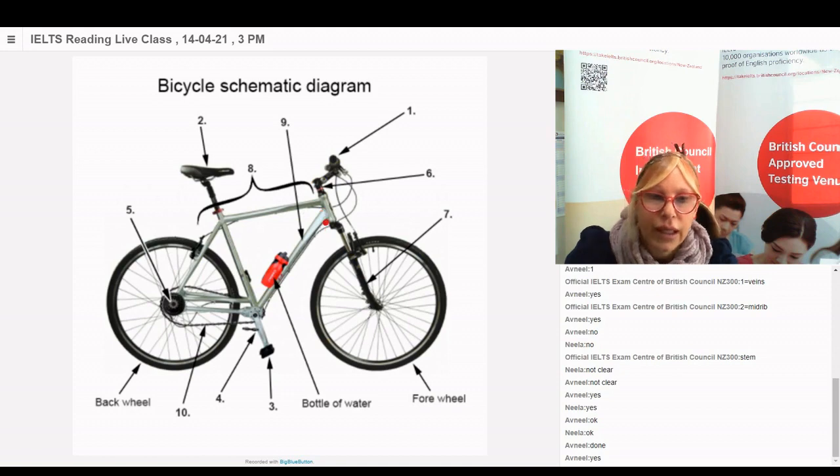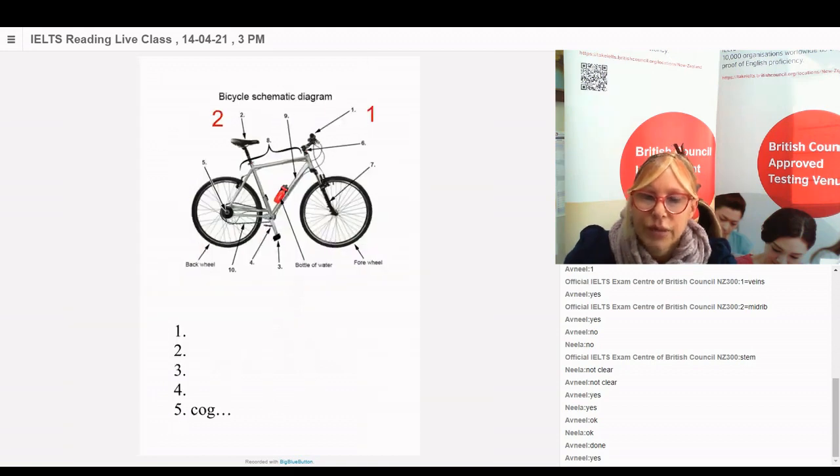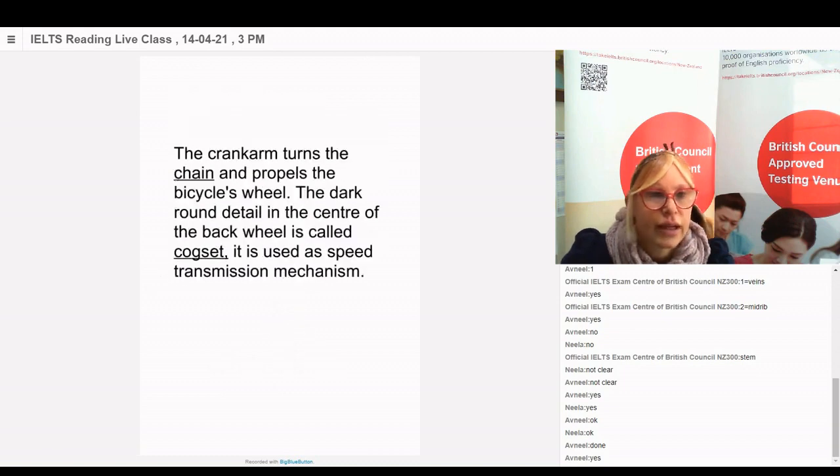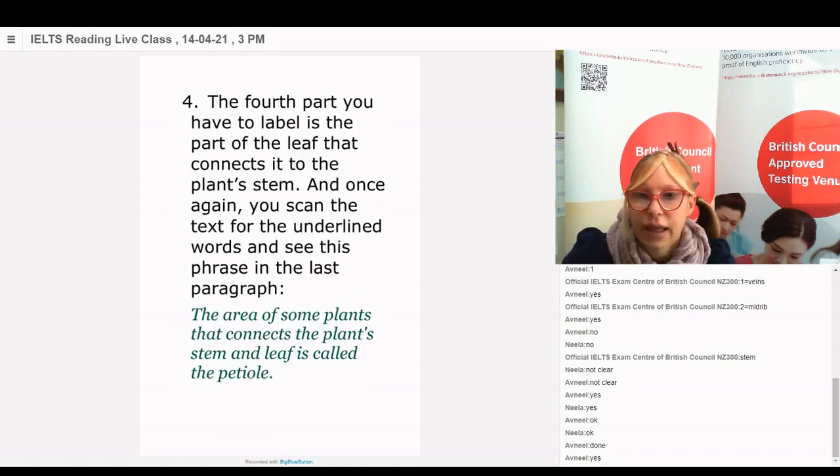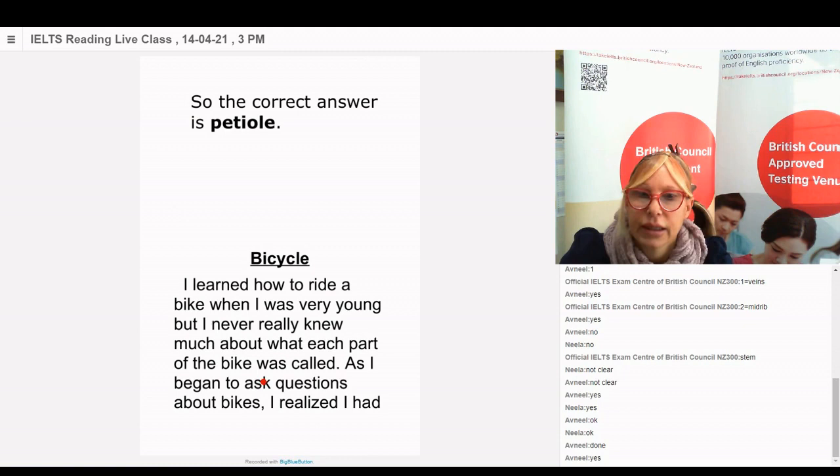So it's important that you keep looking at your picture while we read the text together, okay? So starting at the beginning, this first part of the description is not relevant. It's just talking about how to ride a bike when I was a very young person, but I never really knew much about what each part of the bike was called. And it moves on to talk about the actual parts of the bike now.